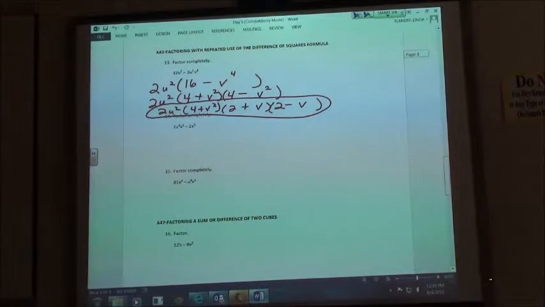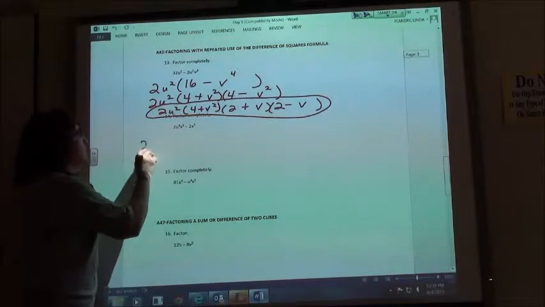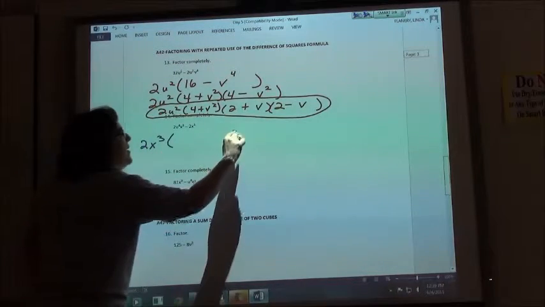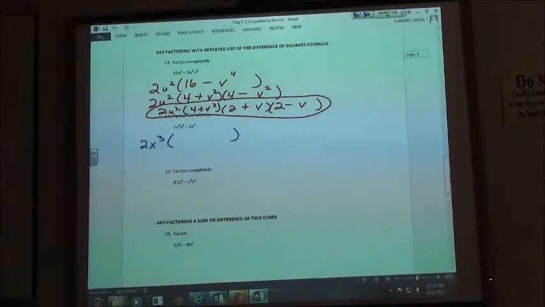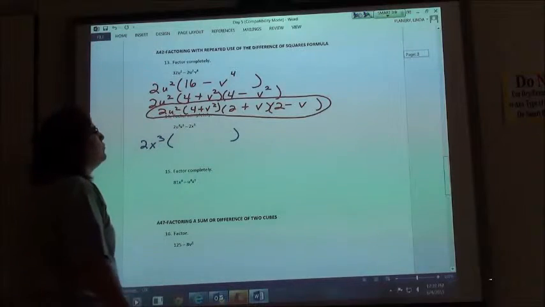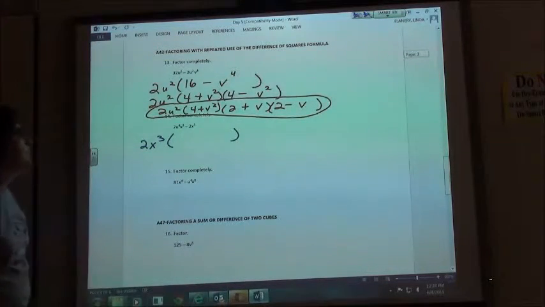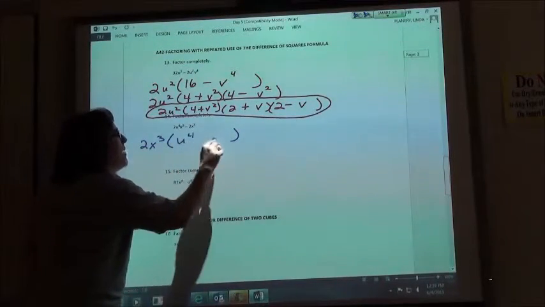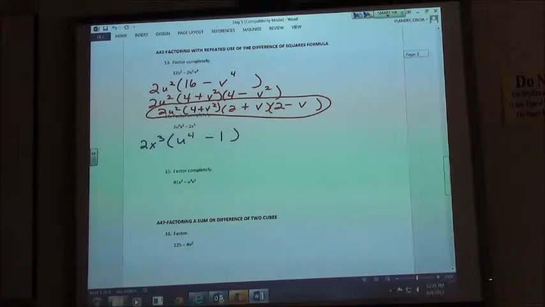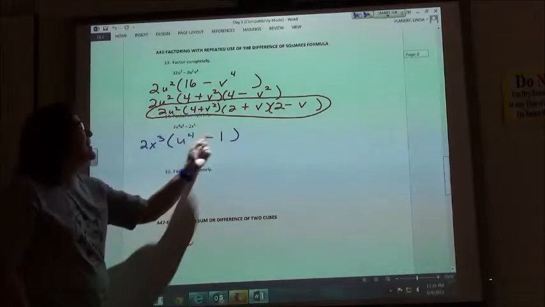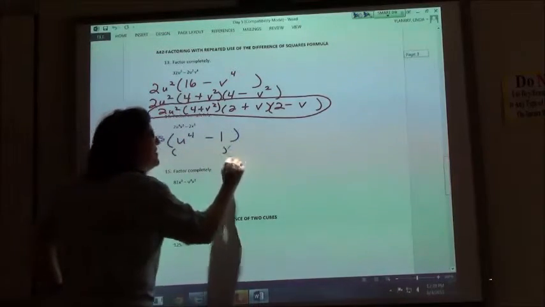So number 14 there, if I take out my greatest common factor, it would be 2x to the third, 2x cubed. And if I divide that out, I'm going to be left with u to the 4th minus 1. That doesn't cancel out and is gone. It has to be there because if I use my distributive property and there wasn't anything there, I just get my first term and I wouldn't get my second term. But again, you can see we have the difference of perfect squares.